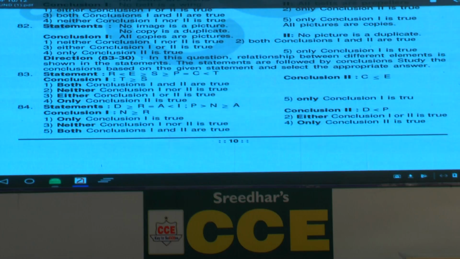Then coming to the second one, the second conclusion, D lesser than P. D is here and P is here, and the letter which is common is A. Now between D and A, D greater than or equals to A, and between P and A, P greater than A means A lesser than P, isn't it? Greater than, lesser than: two opposite symbols, no relation between these two, and the second conclusion does not follow. Only conclusion 1 follows, it is choice 1. Done? 84, choice 1 is the answer.